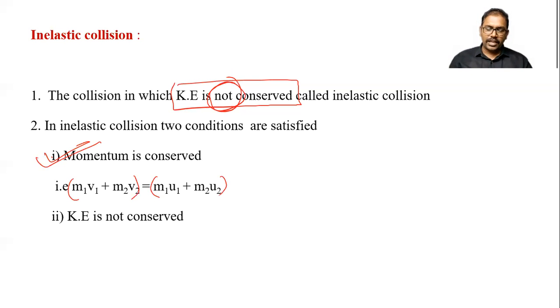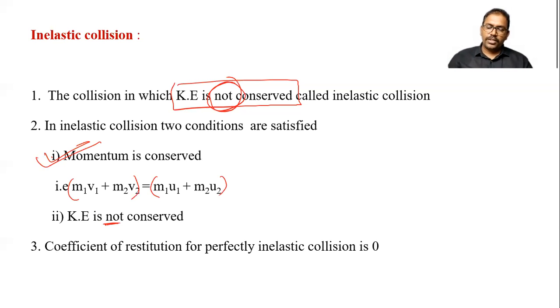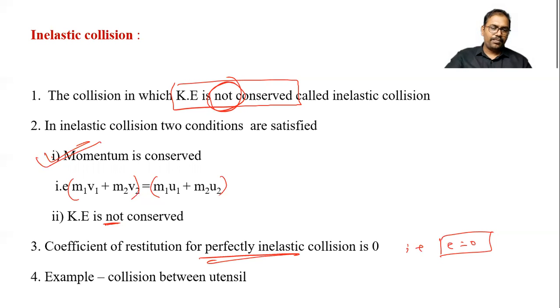Second condition is kinetic energy is not conserved. Coefficient of restitution is 0. That is, we can write e is equal to 0. So coefficient of restitution in perfectly inelastic collision is 0. How it comes 0, we learn in another article. For example, collision between utensils, or an accident between a car and a truck, are examples of inelastic collision.